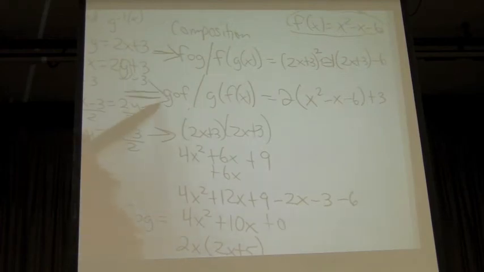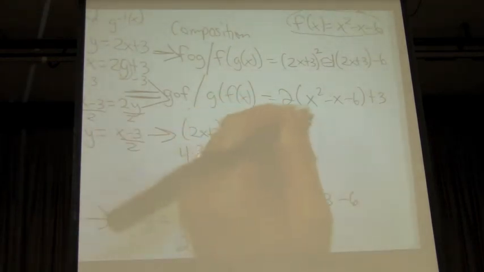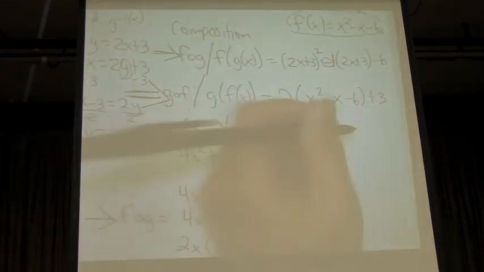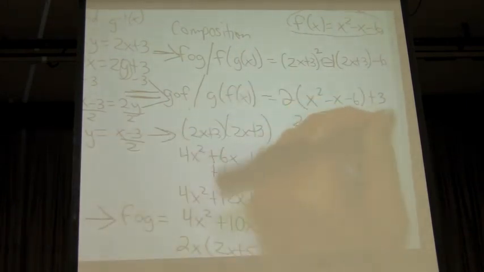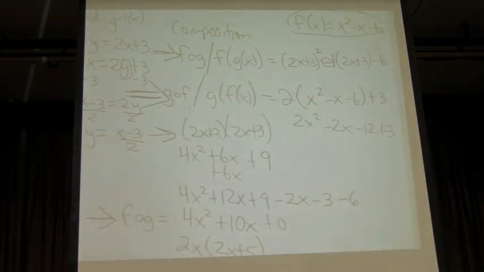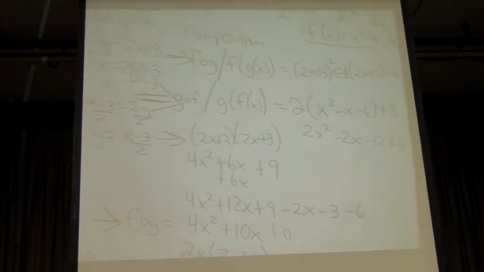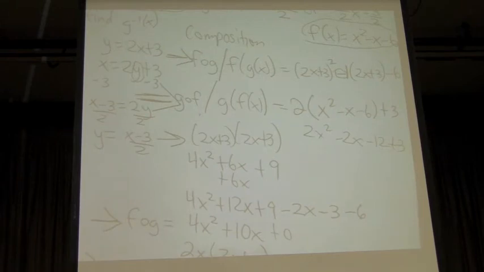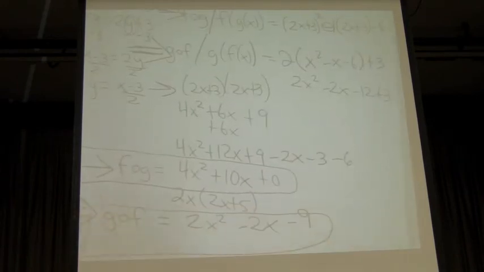g of f. Again, you plug f into g. And so then work it out. 2x squared minus 2x minus 12 plus 3. Combine your like terms. 2x squared minus 2x minus 9. Here are your final answers for g of f and f of g.